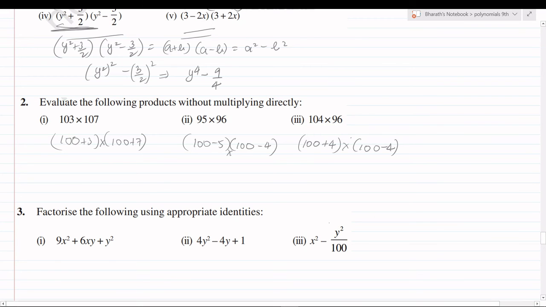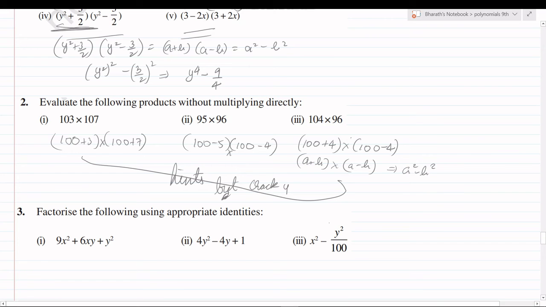In which format is it? A plus B into A minus B. What's it? A square minus B square. Done. So substitute. I have given you hints. These all are your hints. But you have to crack your own paper.